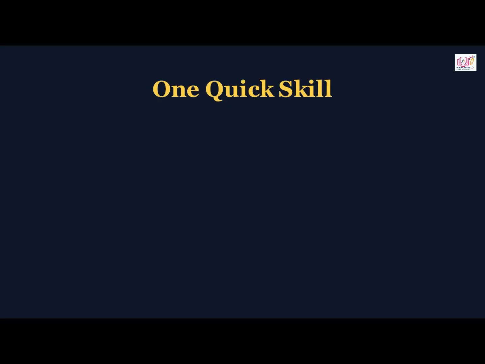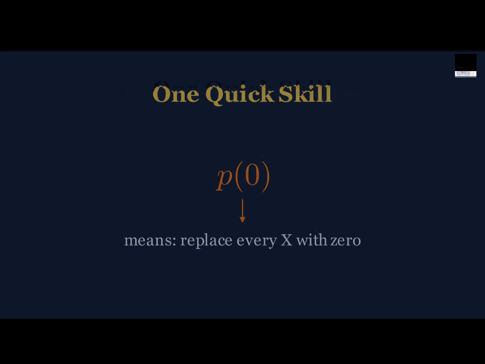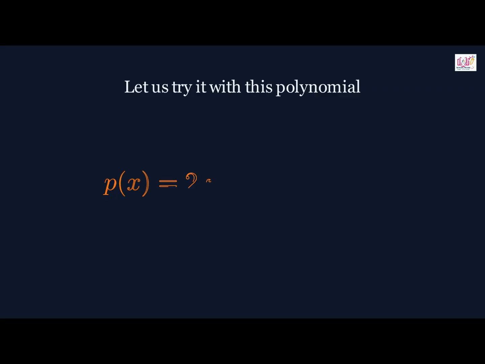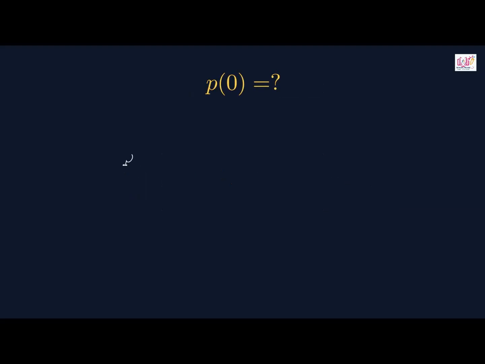Before we move on, one quick skill we will use a lot. When you see something like find p of 0, it means take the polynomial p of x and replace every x with 0. Then compute the result. Let us try it with this polynomial. p of x equals x cubed minus 3x squared plus x minus 5. p of 0. Replace x with 0 everywhere.